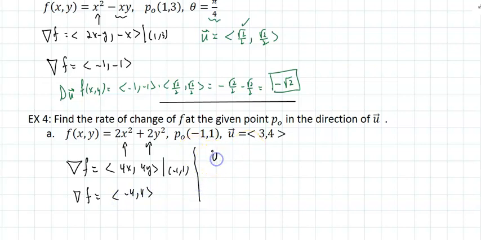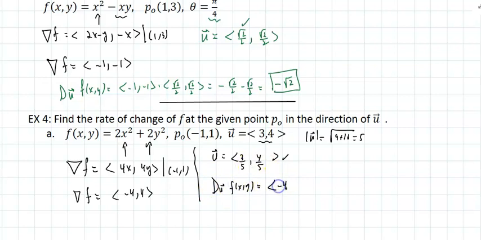Now I need the unit vector in this direction. So the magnitude of u is the square root of 9 plus 16. That's 5. So I'll take the vector to be 3 over 5, 4 over 5. Make sure this is a unit vector. And if I want the directional derivative of f of x, y in the direction of this vector u, I'll simply dot the two. And later on, we will talk about what this means. And that is negative 12 over 5 plus 16 over 5. That would simply be 4/5.